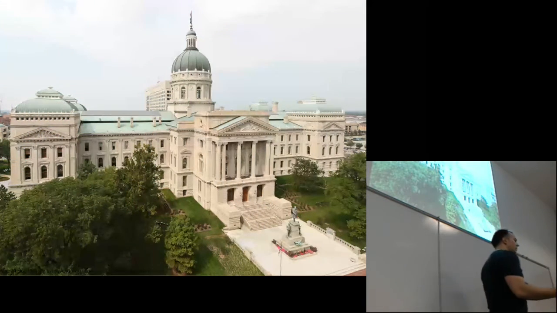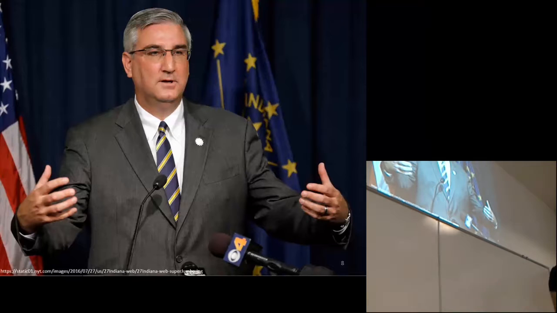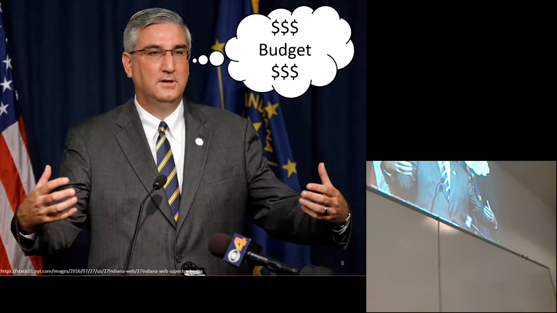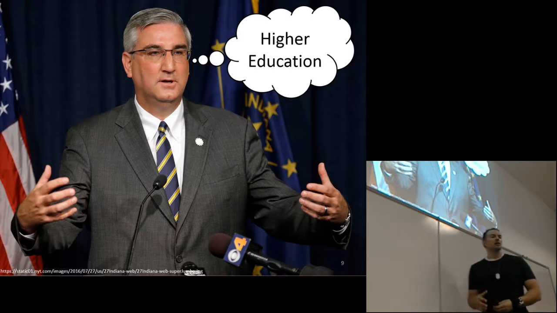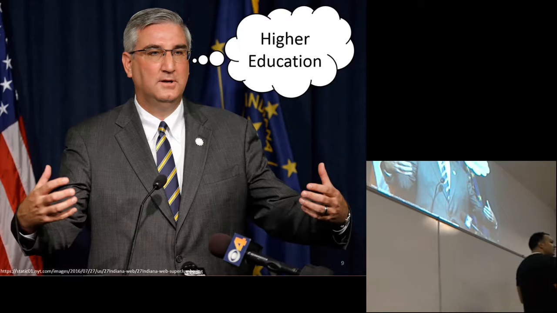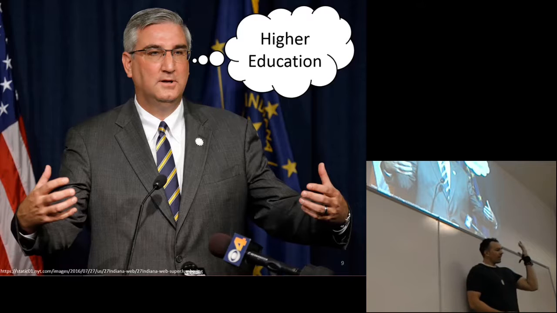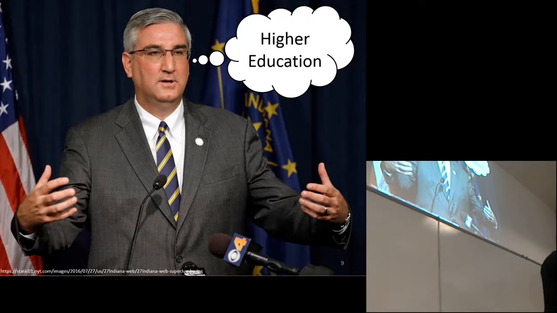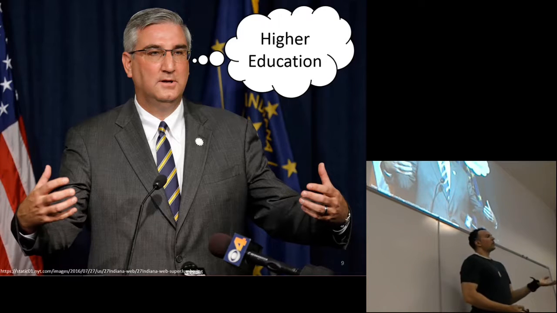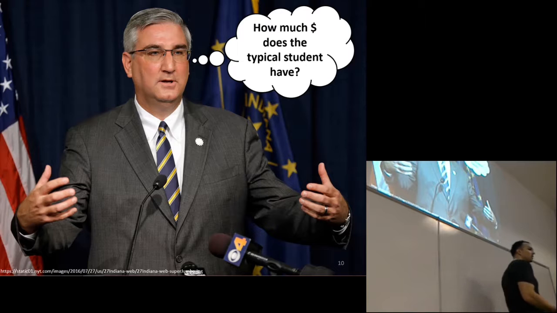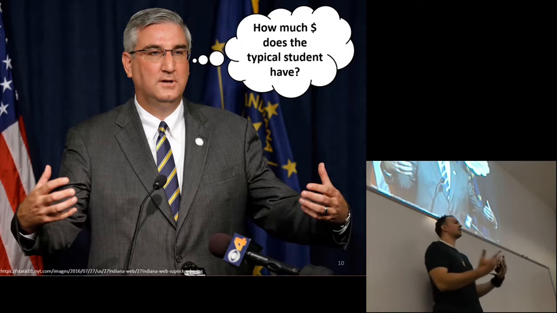So let's say that this research gets to the governor of Indiana, and while he's working on his budget, he decides that he wants to set aside enough money so that anybody can go to higher education, so that everybody has the opportunity to go to college. He's making this a priority, and in order to do that, he has to set aside a certain allotment of funds. What he needs to know in order to answer how much to put aside is how much money a typical student actually has access to.